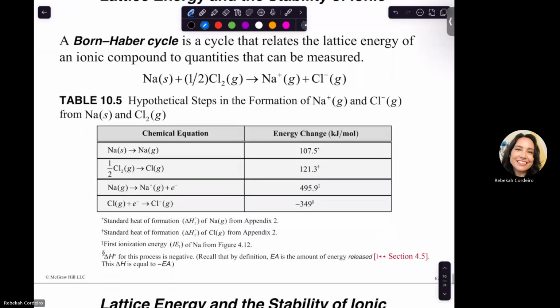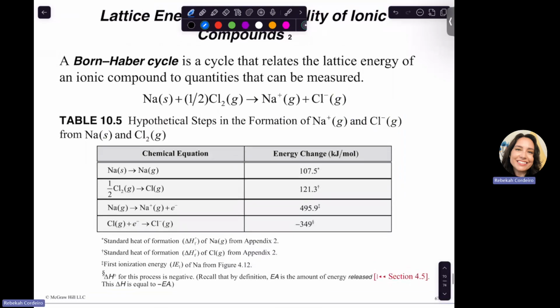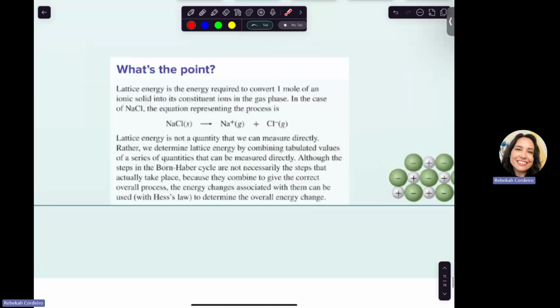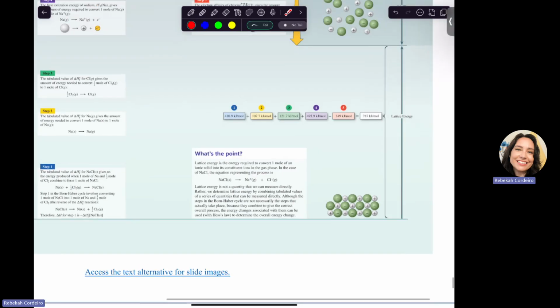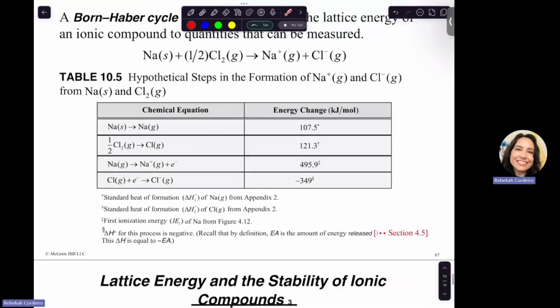So hypothetical steps in the formation of these ions, and you can think about the ions as coming from the elements as they exist. But the lattice energy technically is the energy you need to take the ionic solid and turn it into its elements. But it may be difficult to think about that. So let's think about just turning the elements into ions first.